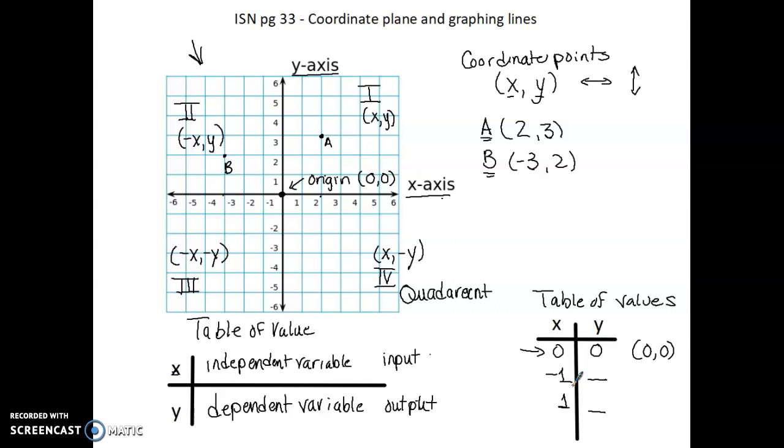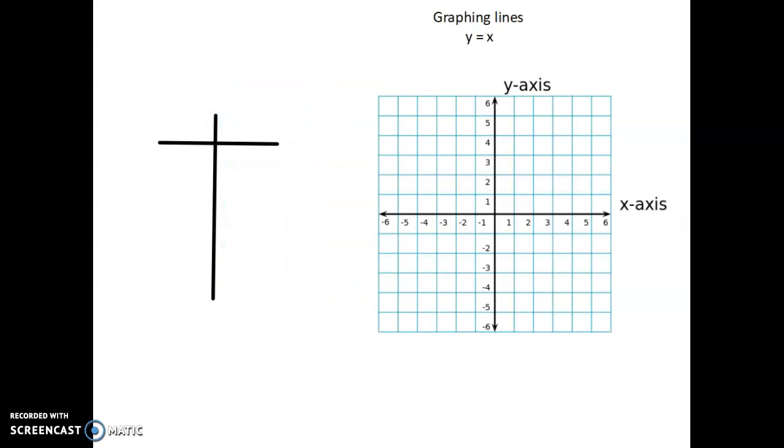So let's try one of these. The first line we're going to graph, and you do this on one of your bottom graphs, is y equals x. Now we're dealing with two variables. When we were solving linear equations, we only had one variable defined. Now we have two variables. So we can graph it on, instead of a number line, we're graphing it on a coordinate plane.